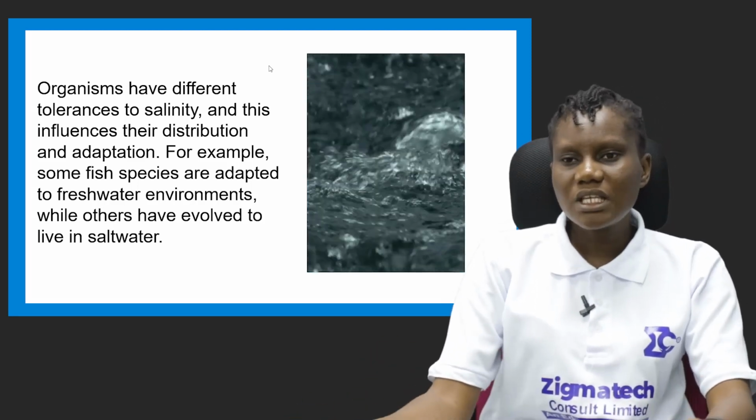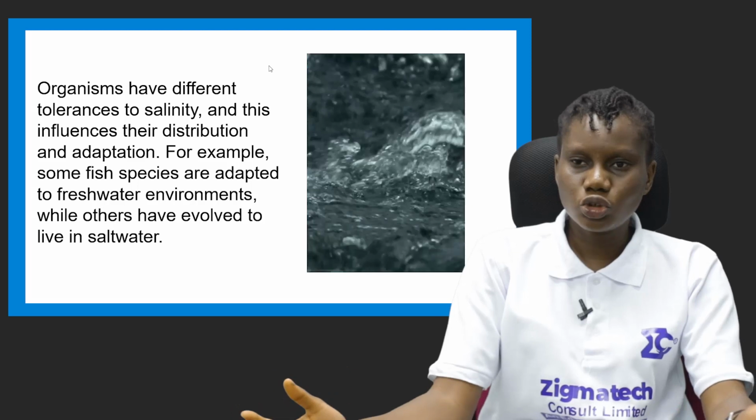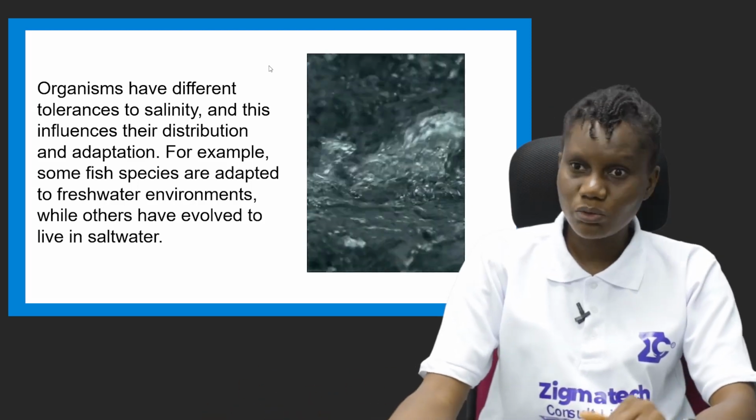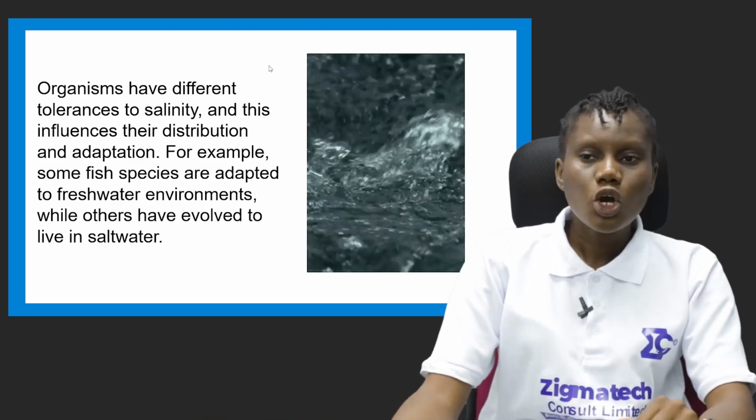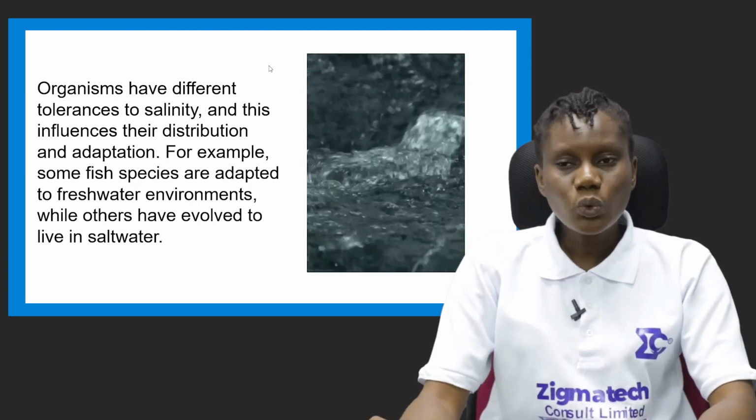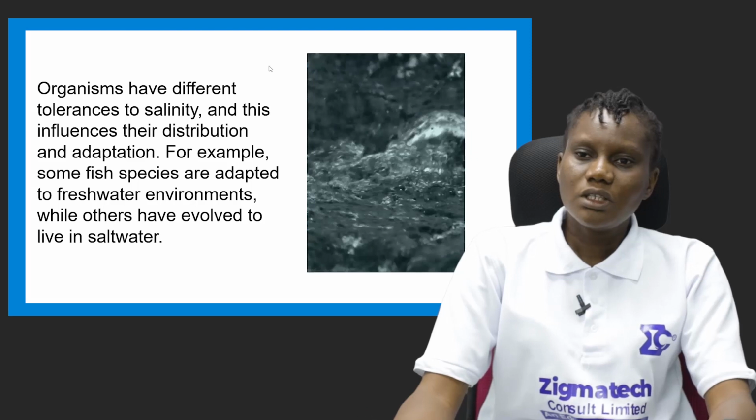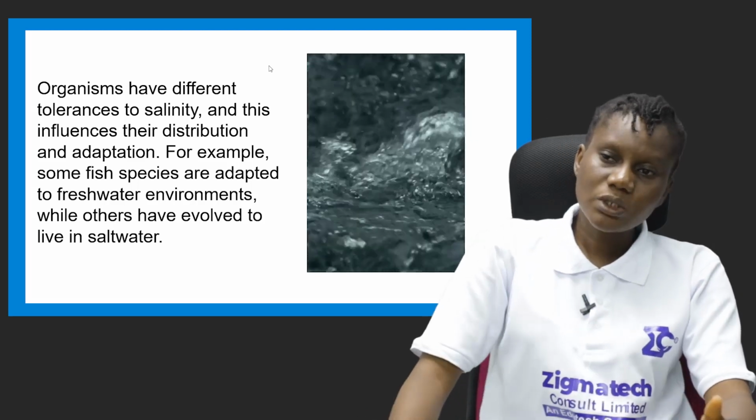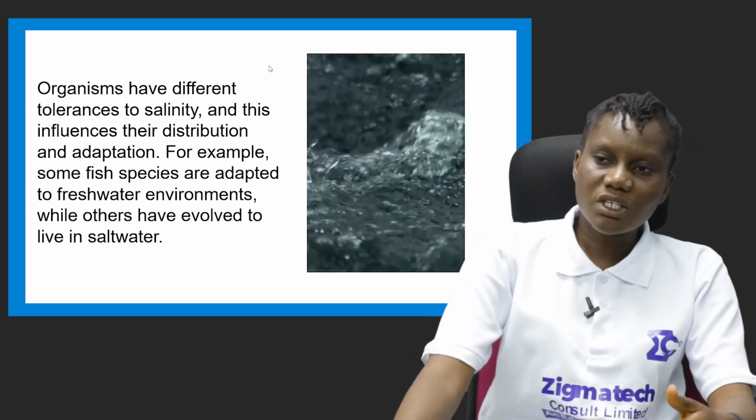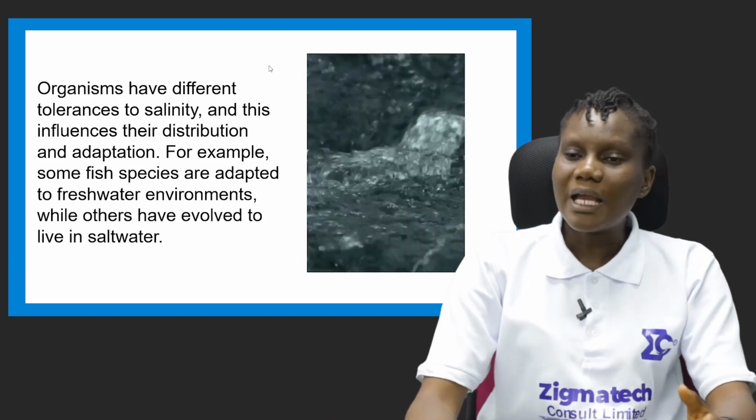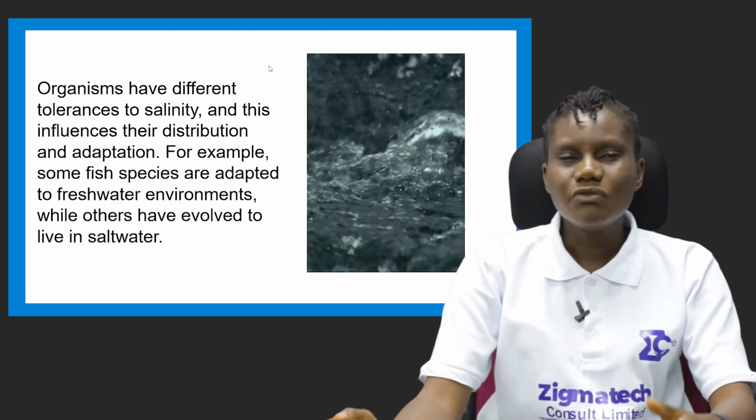So salinity helps to influence their distribution across those various habitats, whether they will stay in the marine, that is the ocean, or they're going to stay in the freshwater ecosystem. Freshwater ecosystems do not have high salinity, they have low salinity, while the marine, the ocean, they have very high salinity.